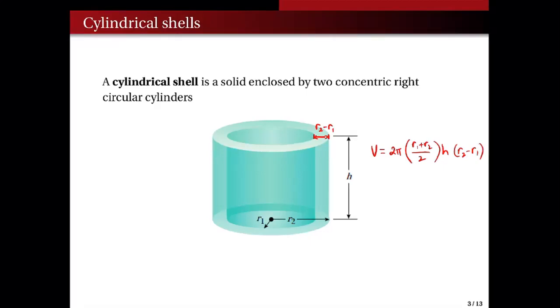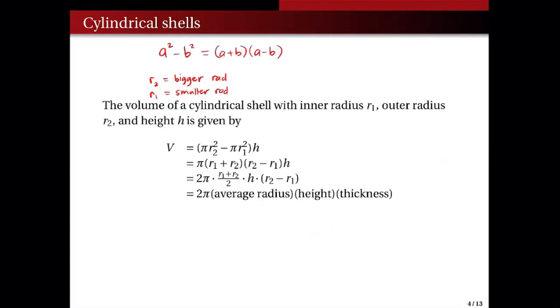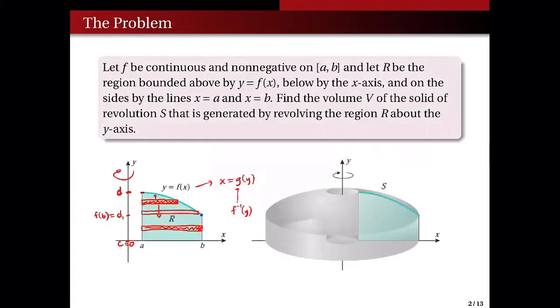Okay? So you remember these names here. You have 2 pi, average radius, height, and then the thickness. So let us go back to this solid. Let us try to solve this.